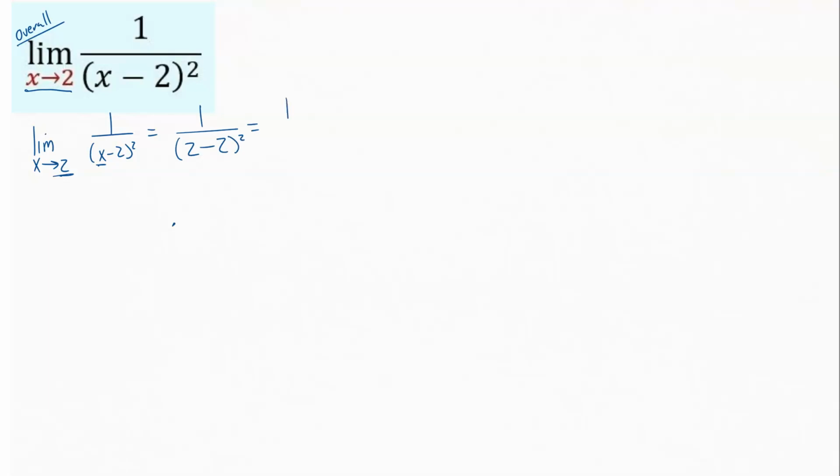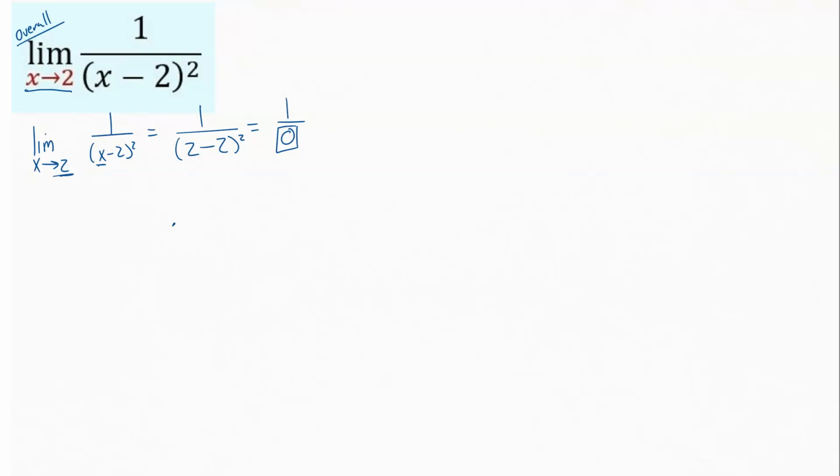Here, it doesn't work out for us. We end up with 1 over 2 minus 2 is 0, and 0 squared is 0. So we end up with division by 0, which is the biggest no-no in all of math, right? So we can't work with option 1. We're now on to looking at our other options.